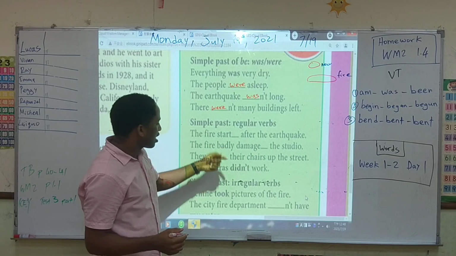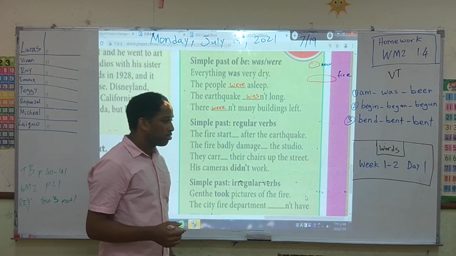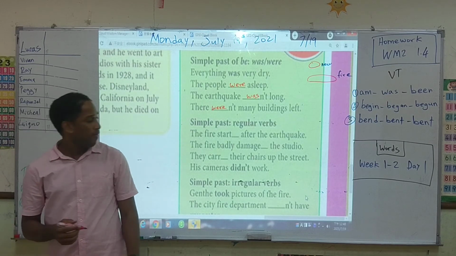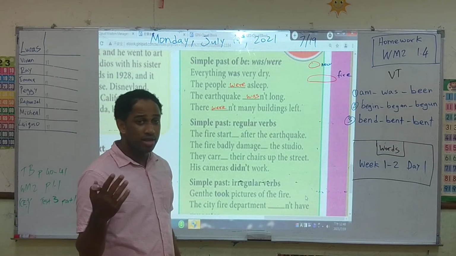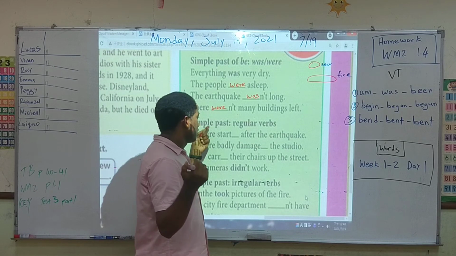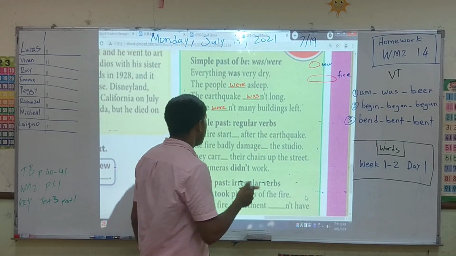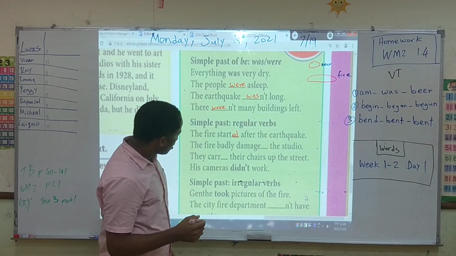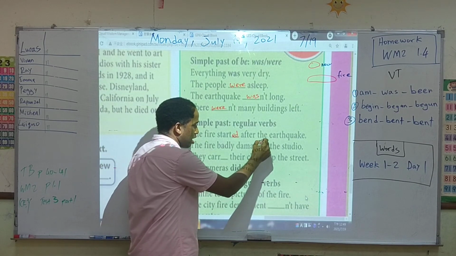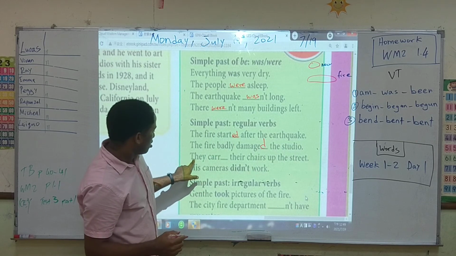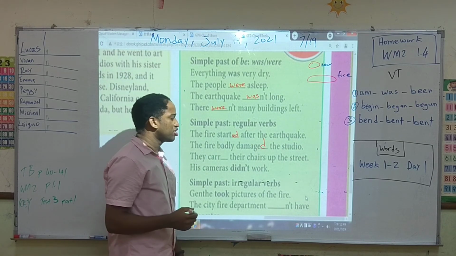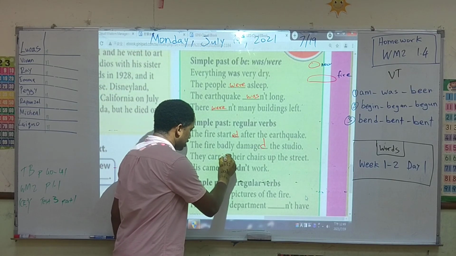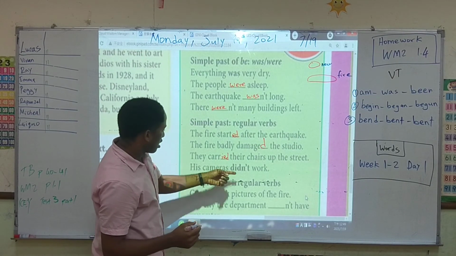Now we go to simple past irregular verbs. The fire started. What is the verb type first? Regular verb, so you add ed. The fire badly damaged. The carriages in the street carried, and with what? You have to put ed. His camera didn't work.